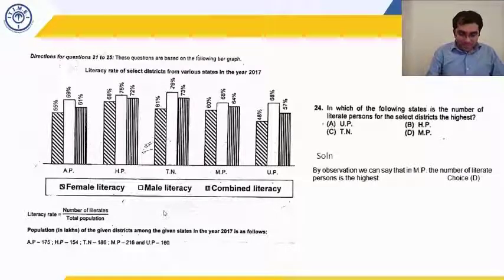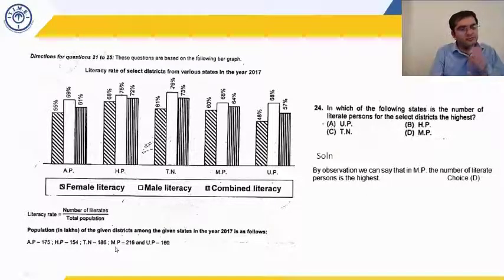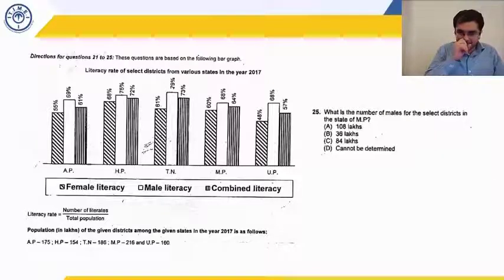But what I would certainly like to see here is that at least HP versus MP could have been compared using just observation without calculating. That 154 is much less than 216. So 72% of 154 will definitely be less than 64% of 216. Please write all of this down. And let's move to the last question.